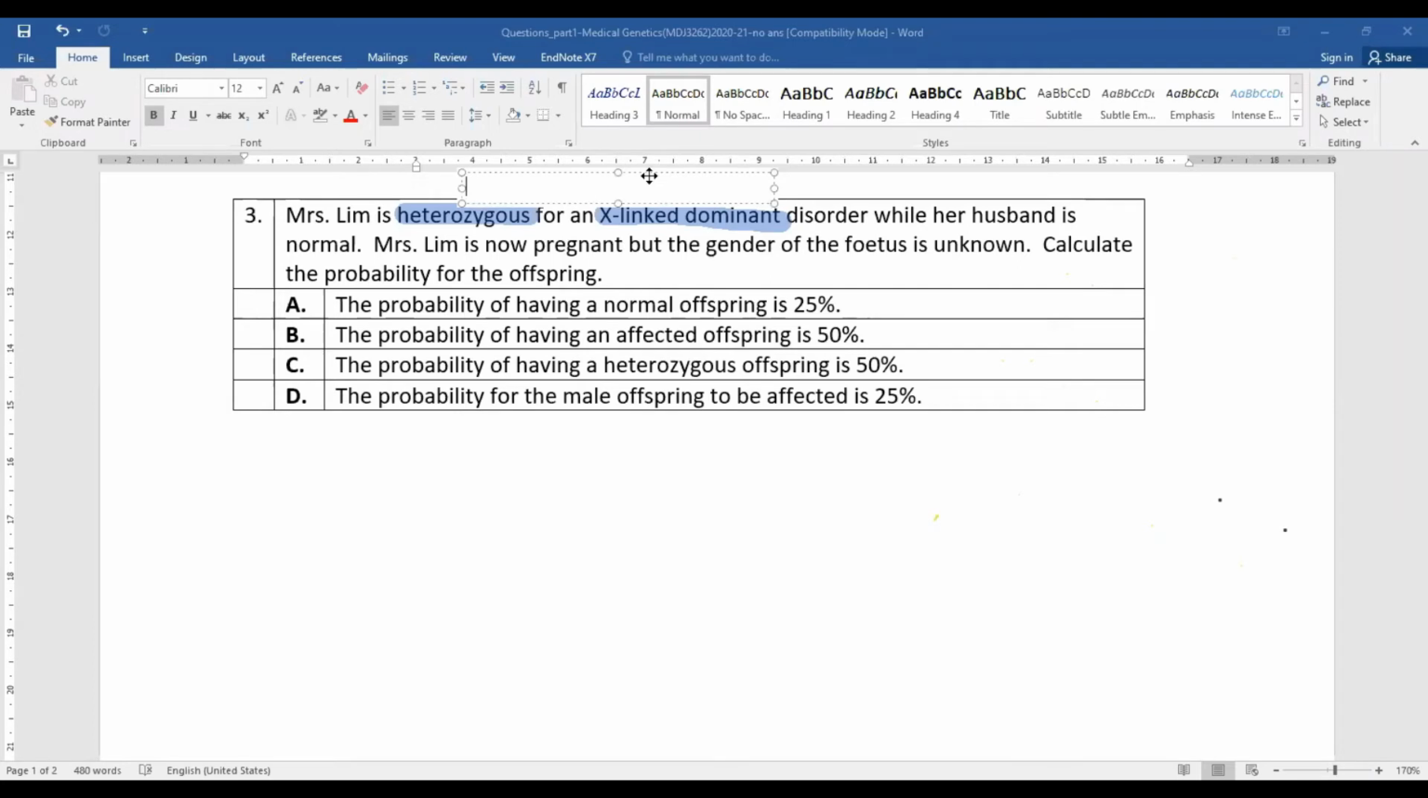X-linked dominant. So it will be X, capital E, small e. Correct? Because she's heterozygous, so capital A and small a. It's X-linked dominant, so she carries one dominant mutant allele. She actually expresses the affected phenotype. So now it says the husband is normal. So what would be the husband's genotype?